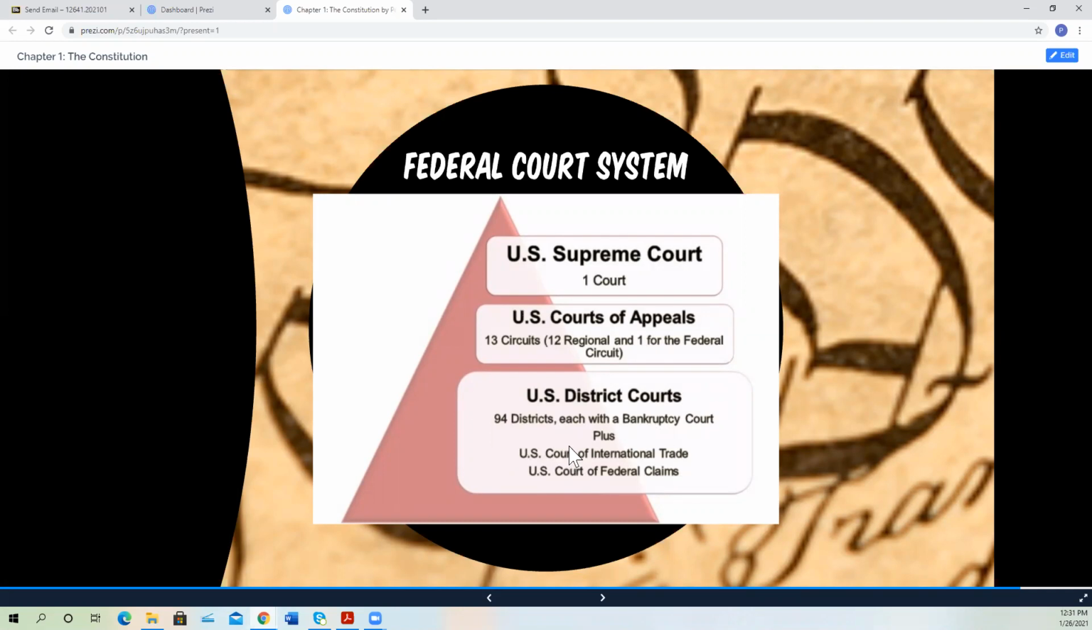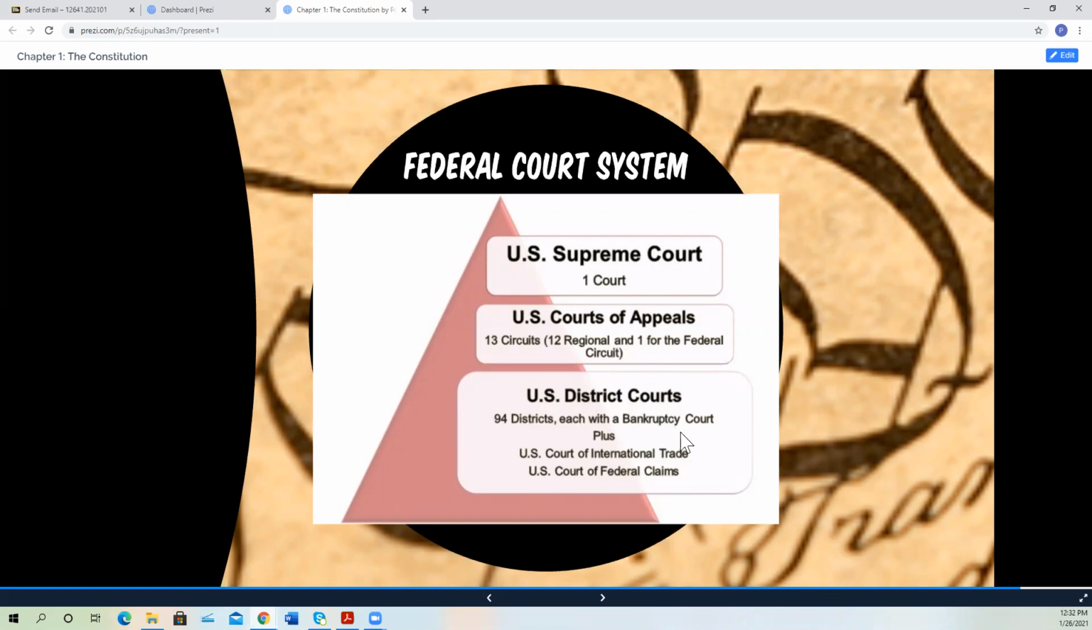Now we have 50 states, so how can we have 94 districts? Very easy. Some states like California and Texas, very large states, have multiple U.S. district courts, whereas smaller states like Rhode Island and Massachusetts only have one U.S. district court each. U.S. district courts are the trial courts. So if you commit a federal offense, it goes to U.S. district court, and depending on where that offense happened is going to depend on which district court.